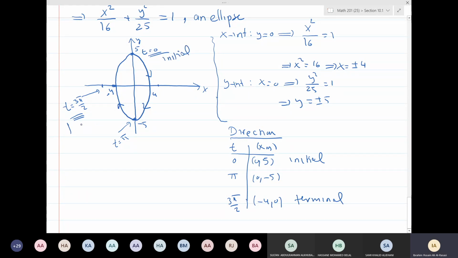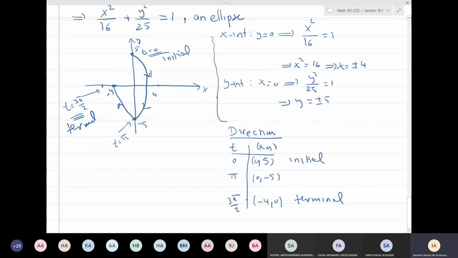and this is terminal. So what about the part of the ellipse in the second quadrant? What happened to this part? Is it part of the ellipse or not? No. So we just remove it. I removed everything. So this is the graph.